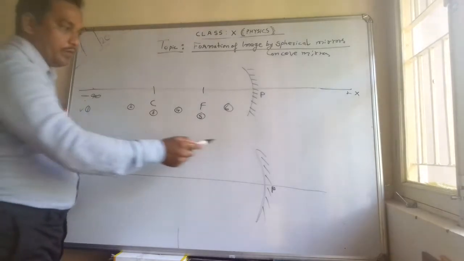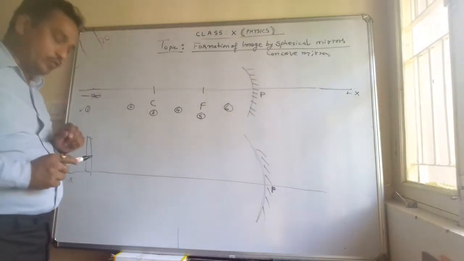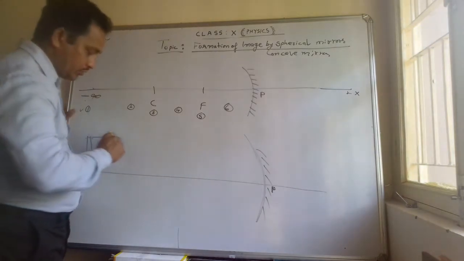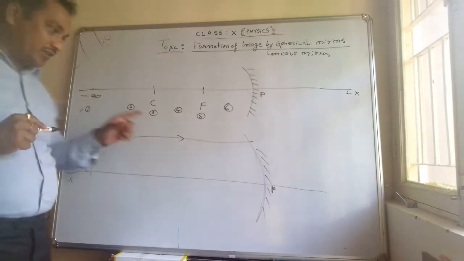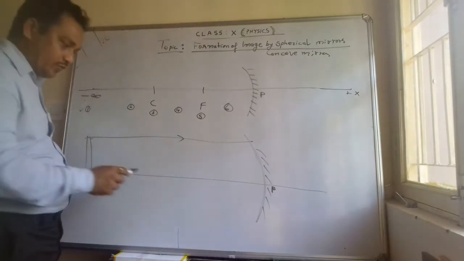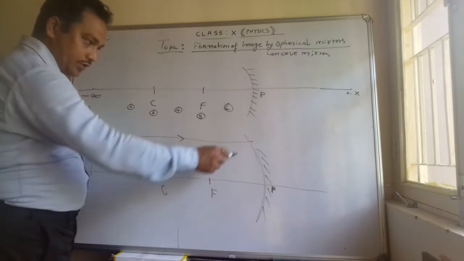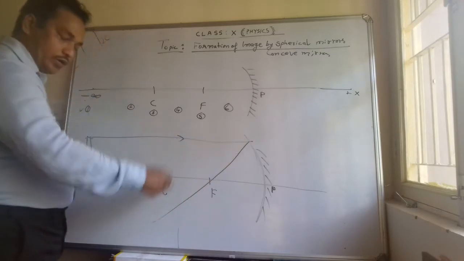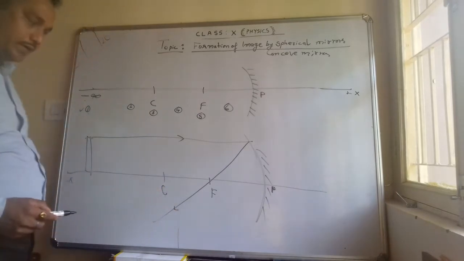Now we will apply, for example, the first rule. The ray parallel to the principal axis will pass through the focus. That is applied. So this is the ray which is passing parallel to the principal axis. After reflection, where will it go? It goes towards the focus. So if this is the center, this is the focus. So it will go towards the focus. This is the first rule we have applied.